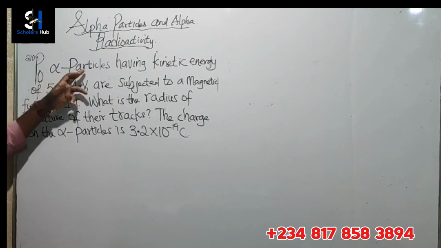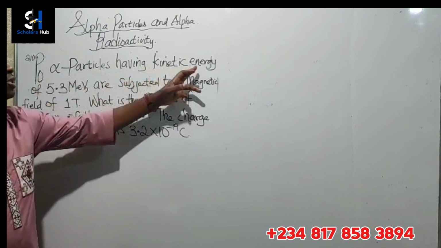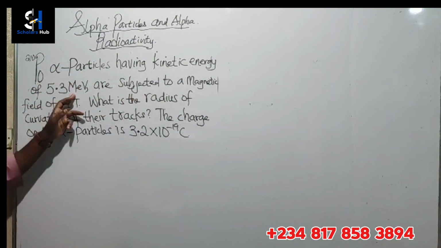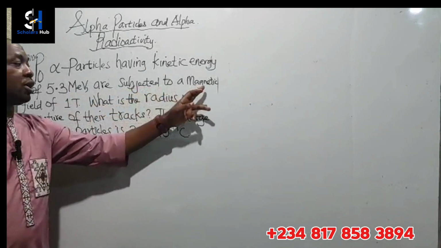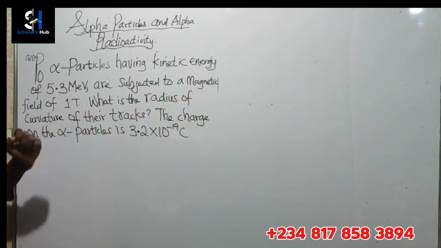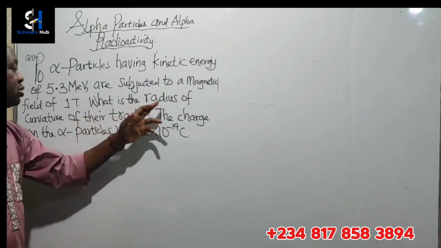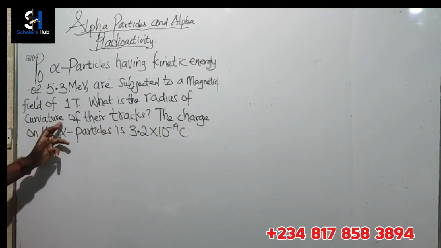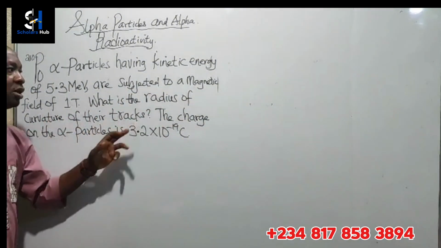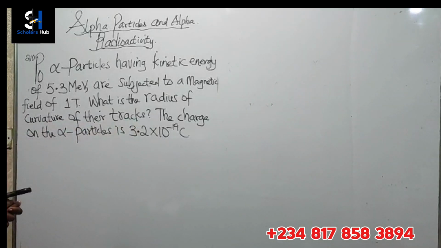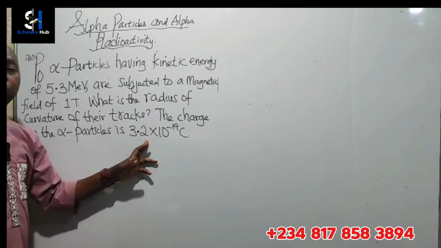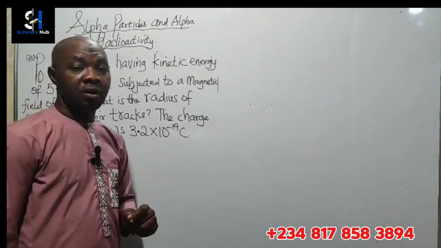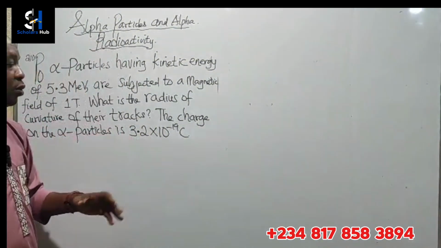Alpha particles having kinetic energy of 5.3 mega electron volts are subjected to a magnetic field of 1 Tesla. Now, what is the radius of curvature of their tracks? Radius of curvature of their tracks. Now, the charge on the alpha particles is 3.2 times 10 raised to the power of negative 19 coulombs.